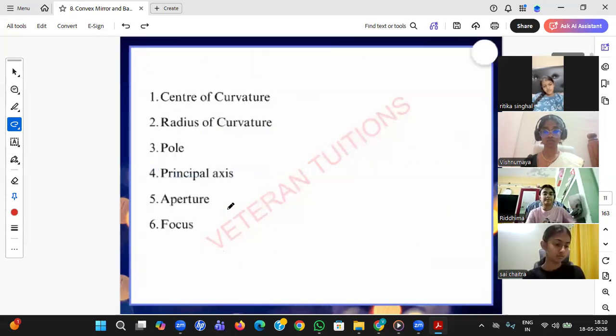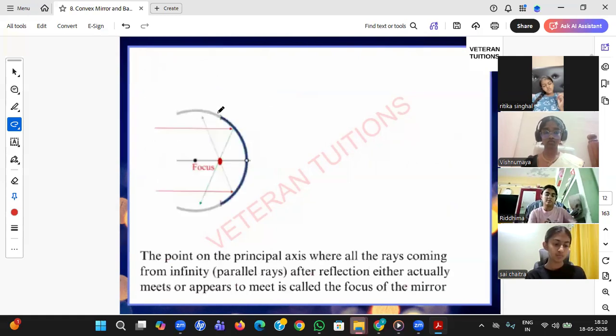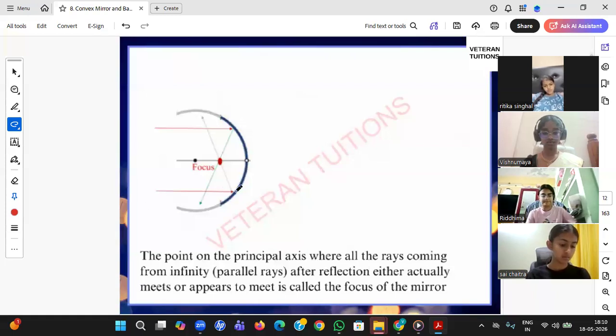The last but very important terminology is focus, students. What is focus? If you take any mirror, a ray parallel to the principal axis will reflect after hitting it. Another ray also reflects after hitting. When you find the intersection point, it will be exactly on the principal axis, and that point is nothing but the focus. This is what we have learned about the terminology.